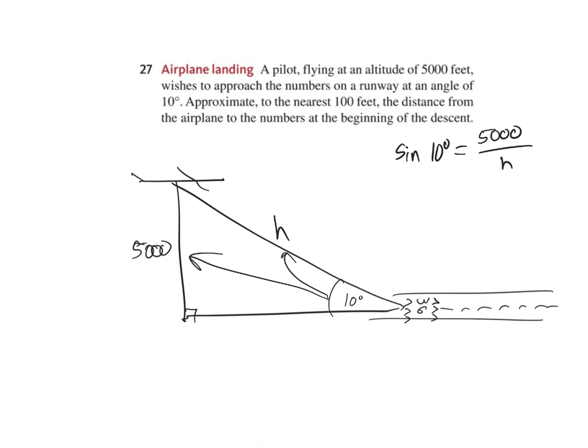And now we solve for h. So we multiply by h and then divide. So 5,000 on your calculator divided by the sine of 10 degrees, and that's 28,000. So we are at 28,794 feet away from the numbers on the runway.